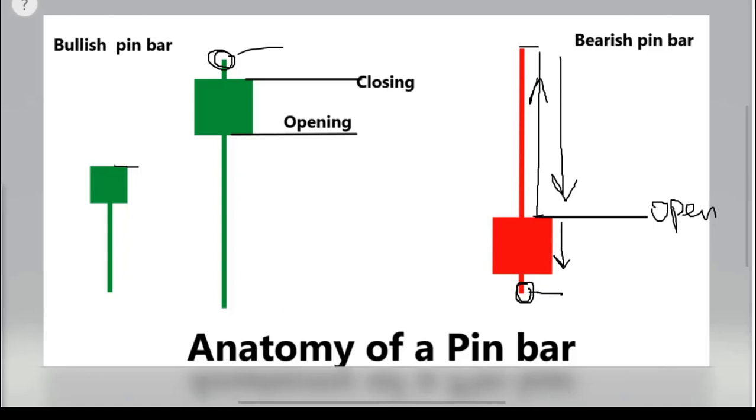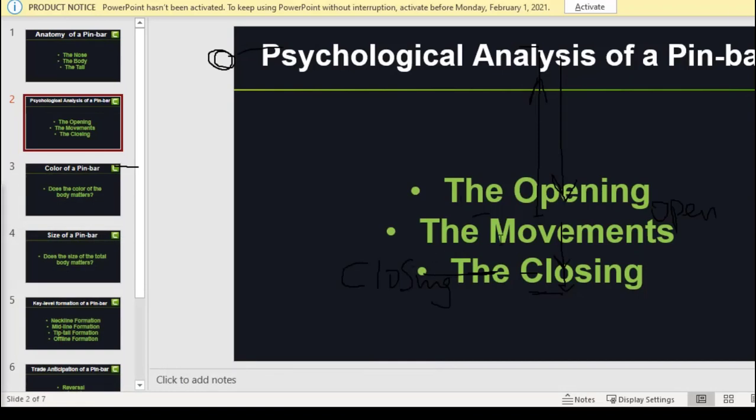But what happened at this level? The bulls got in and put price to this level, but the bulls stepped in and rejected, reversing some of the movement of price to this level. So from this opening, the market closed at this level. This is the closing. This is the price movement of the pin bar: the opening, the movement, and the closing. This is the psychological analysis of the pin bar.